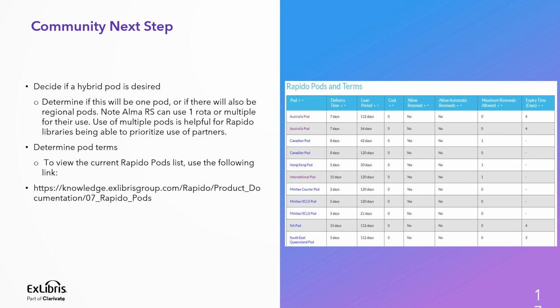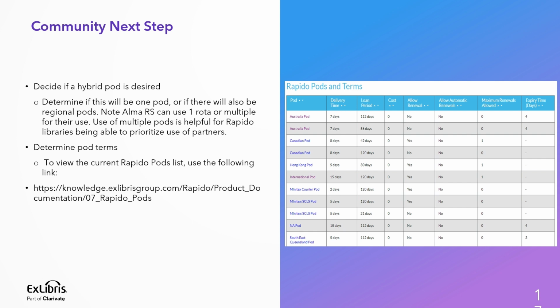For those ALMA resource sharing libraries, being in multiple pods is not additional configuration except for attaching participating items, but you would use your rota and your rota assignment rules for determining the priority of use of your partners. So it's a community deciding if a hybrid pod is relevant to your community and of interest, deciding how many pods would make sense, and determining the pod terms.